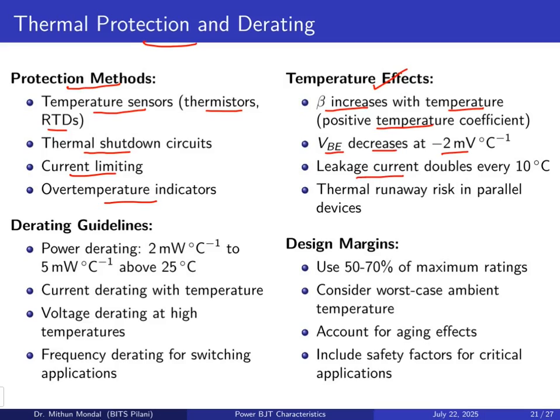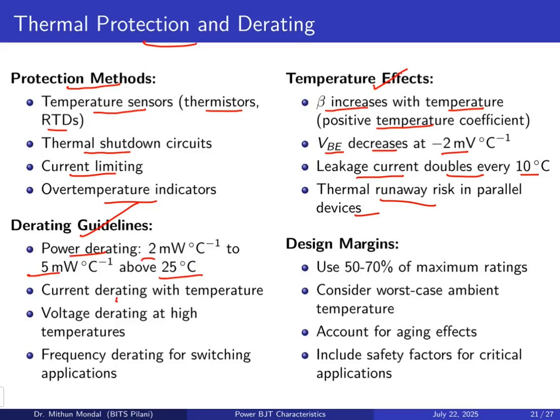The leakage current will double every 10 degrees centigrade. So the reverse saturation current, which is the leakage current, doubles every 10 degrees centigrade. There is a risk of thermal runaway when connecting devices in parallel. For the derating guidelines, the power derating factor will be in the range of 2 to 5 millivolt per degree centigrade above 25 degrees centigrade.